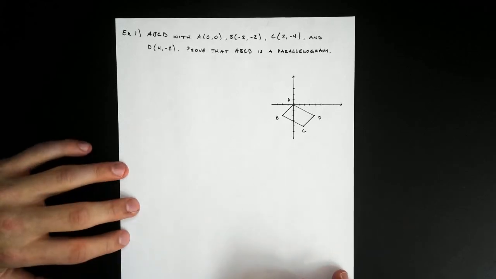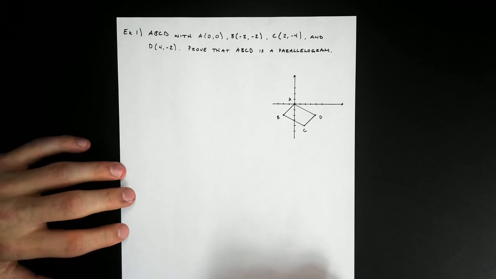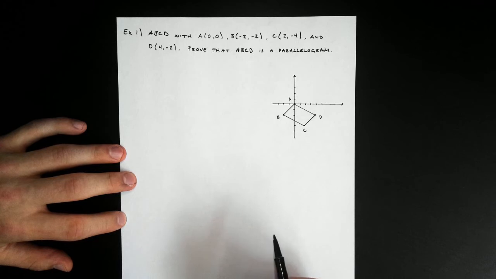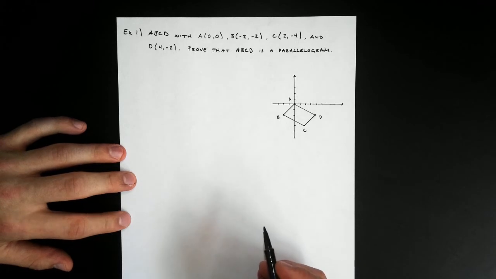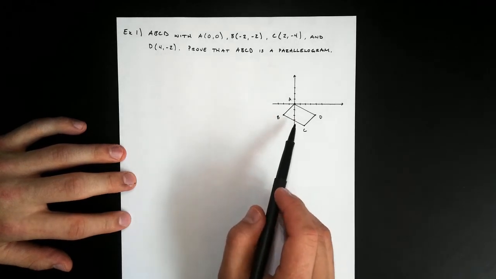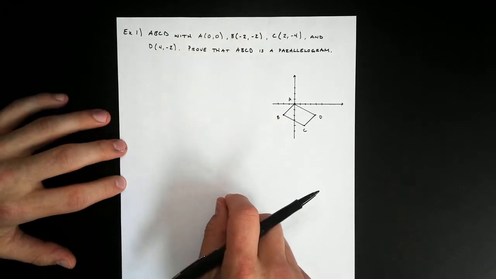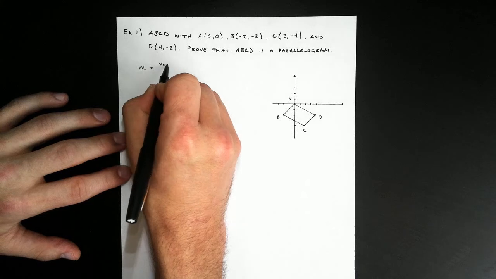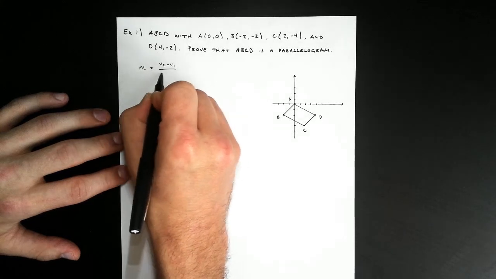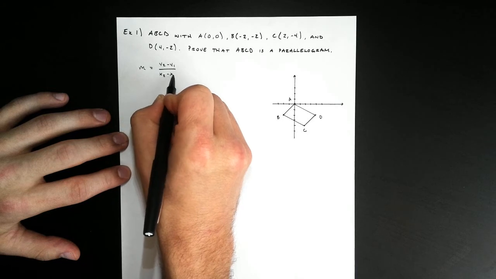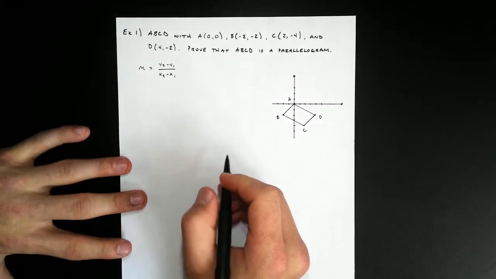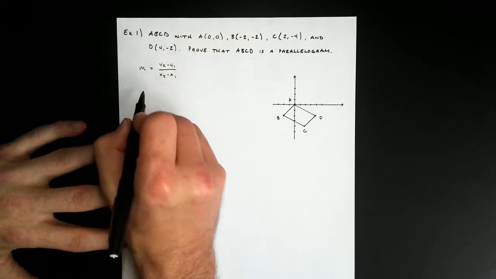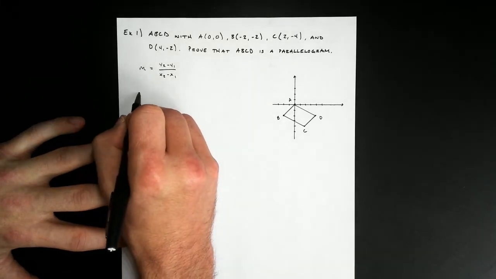For this example, I'm just going to show that this is a parallelogram by using the definition. So the definition is that the opposite sides are parallel to each other, so we just need to compare the slopes of these 4 segments. So the slope formula: the difference of the y's on top, and then the difference in the x's in the denominator. So we'll go through and do the slope formula for all 4 of the sides. So let's start with AB.